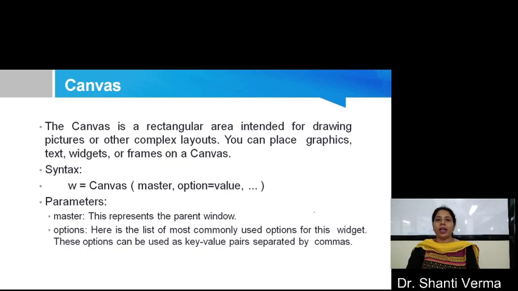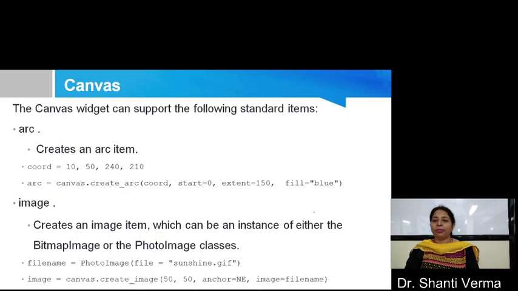Now let's discuss canvas. Basically, canvas is a rectangular area intended for drawing pictures and other complex layouts. You can place graphics, text, widgets or frames on a canvas also. The syntax for canvas is you have to use the Canvas method with two parameters, master and options. Master represents the parent window, and options is a list of the most commonly used options for this widget, and you can pass many options using commas.